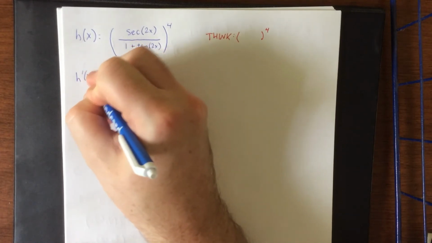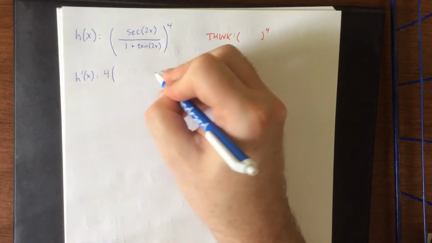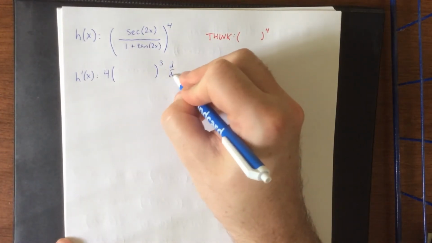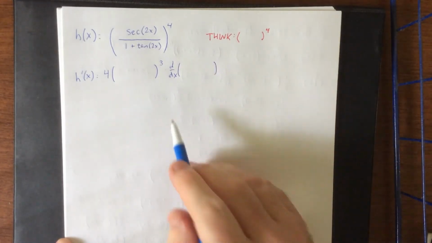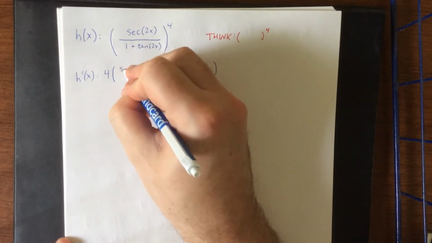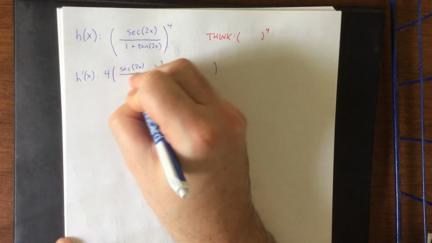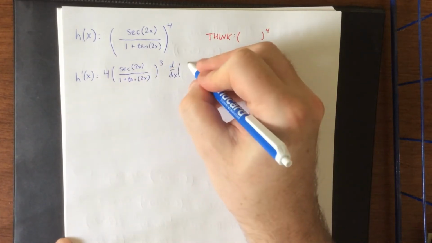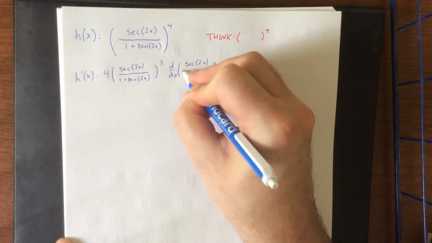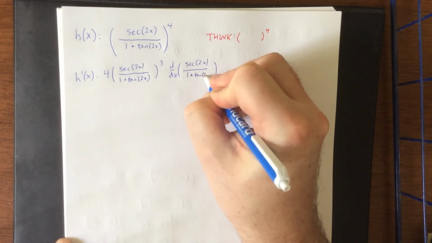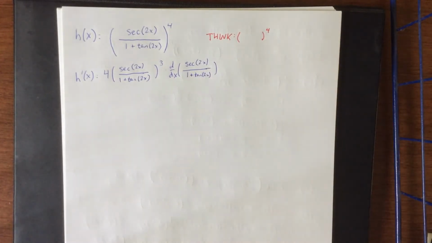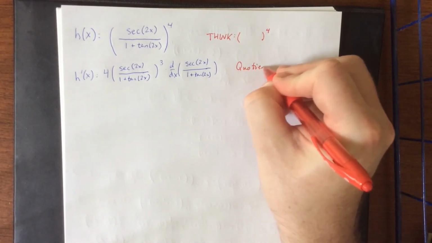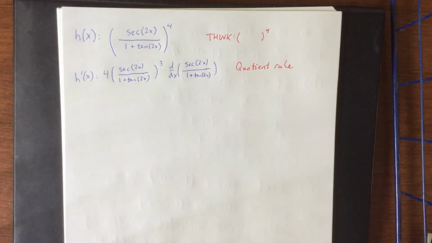So h prime of x is going to be equal to 4 times this monstrosity raised to the 3rd power. Because the thing inside there is not simply x, we're going to tag on the derivative of whatever that thing is. That thing in this case happens to be the secant of 2x over 1 plus the tangent of 2x. That'll go out here as well. Secant of 2x divided by 1 plus the tangent of 2x. This is not a composition of functions, rather, this is a quotient of functions. Because it's a quotient of functions, that's why I'm going to be making use of the quotient rule.